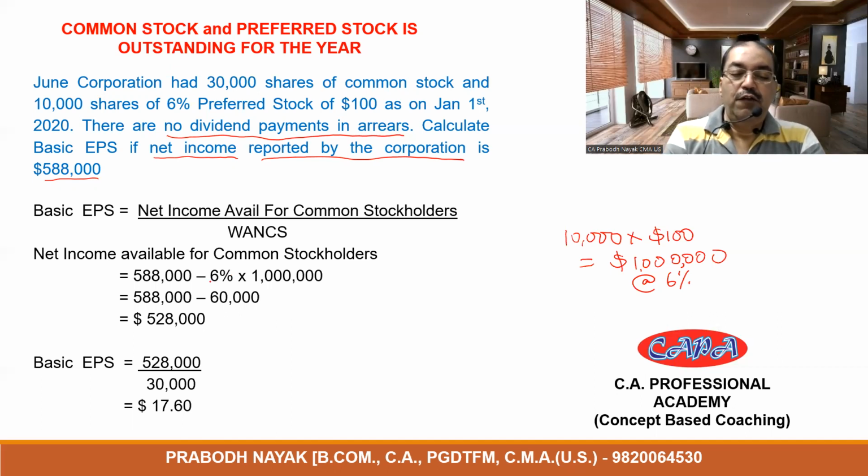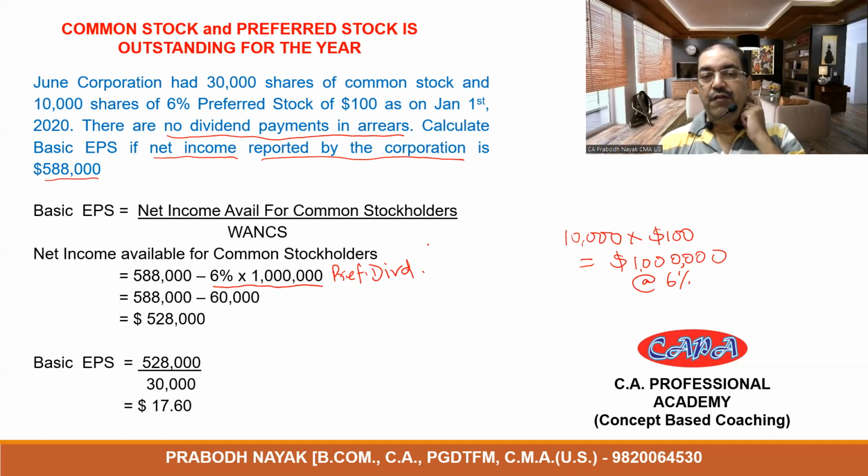So here I have taken this calculation as net income minus the preference dividend. Net income available for shareholders, both preferred and common stock together, is $588,000. But out of that, I am interested in net income available for whom? For common stockholders. So from that, I subtract the dividend that is to be paid to the preferred stockholders.